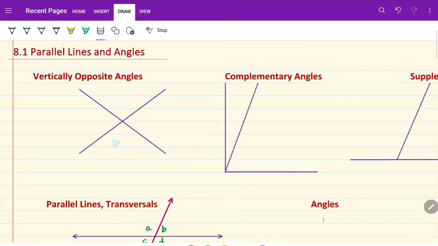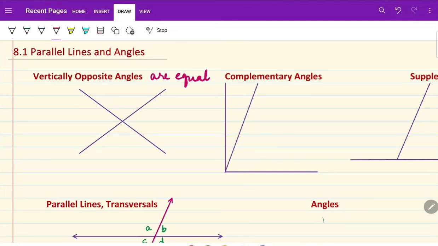So we'll start with talking on vertically opposite angles, which are formed by two intersecting straight lines. Now, vertically opposite angles are angles which are directly opposite to each other. And by the vertically opposite angles theorem, the angles will always be equal to each other.